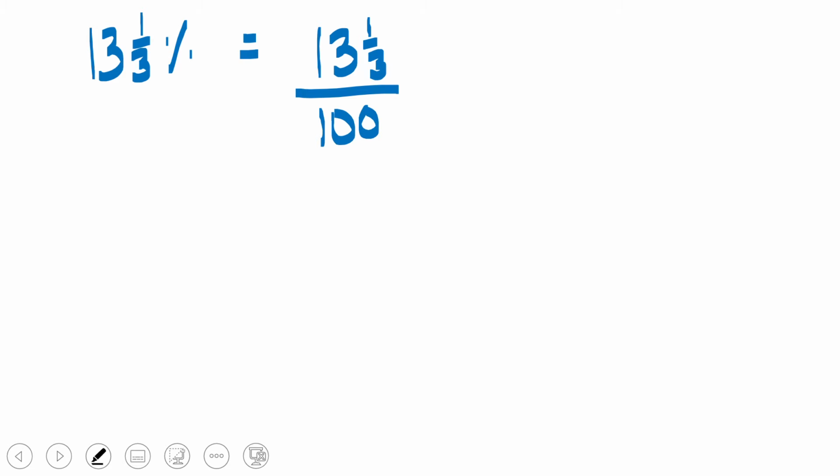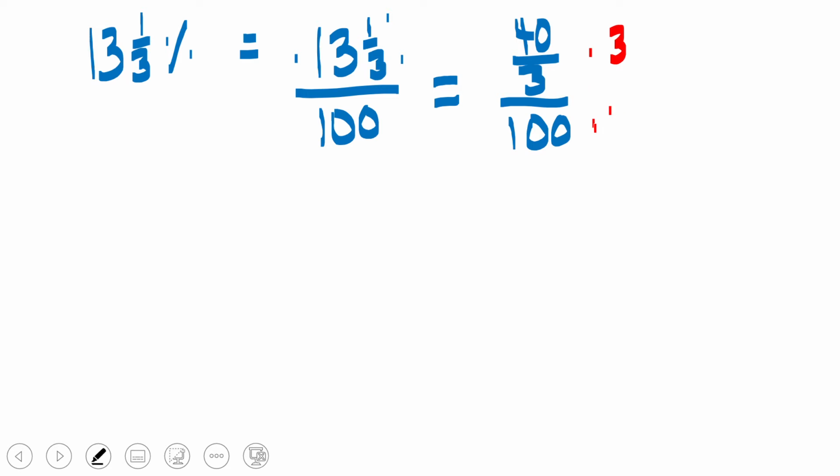If we're asked to express 13 and 1/3% as a fraction in lowest terms, we still would put this over 100. There's a couple of ways we can attack this. Here's one way. We can say 3 times 13 is 39 plus 1 is 40 over 3 still, all over 100. We multiply by 3 on the top and bottom.